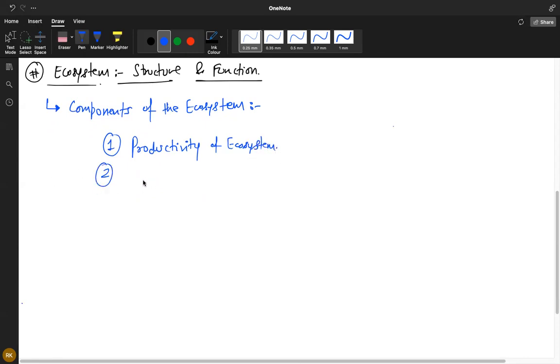Second is decomposition in an ecosystem. Everything that is produced is used, or it remains, and then whatever is used or remains has to be decomposed and brought back to its elemental form, from where it can again be built by the producers. Now, between productivity and decomposition, the third component that every ecosystem contains is the flow of energy.